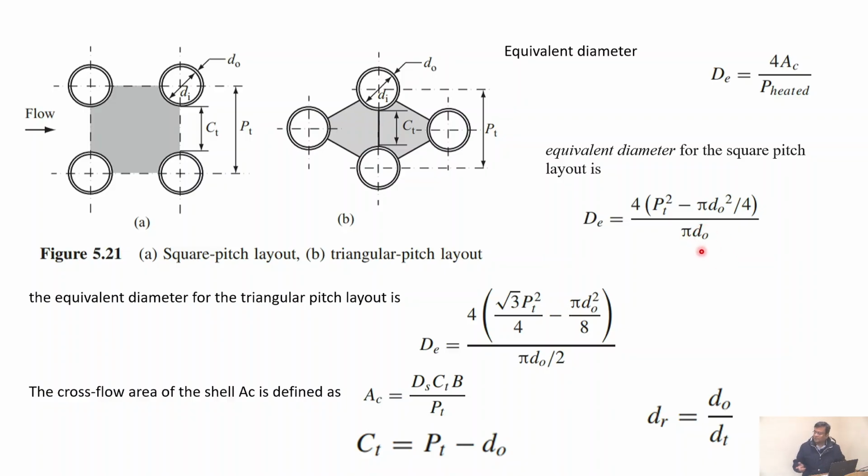What is pi Do physically? The definition here says heated perimeter. P heated is heated perimeter. So why is it pi Do? Because this much, this much, this much, this much, they're all getting heated. Okay. Heated meaning there is heat transfer taking place through those perimeters, right? So all 4 added up will give you pi Do.